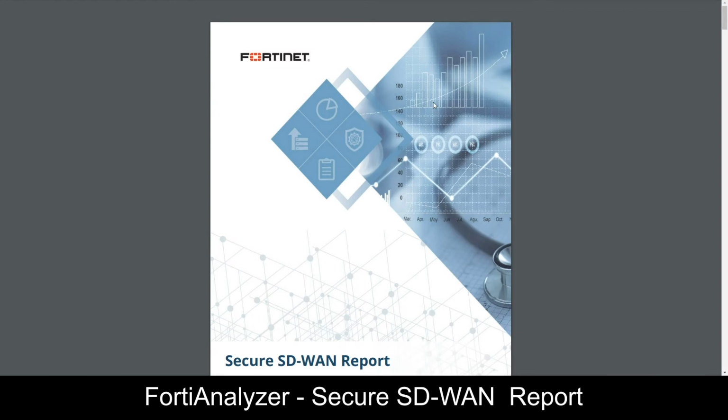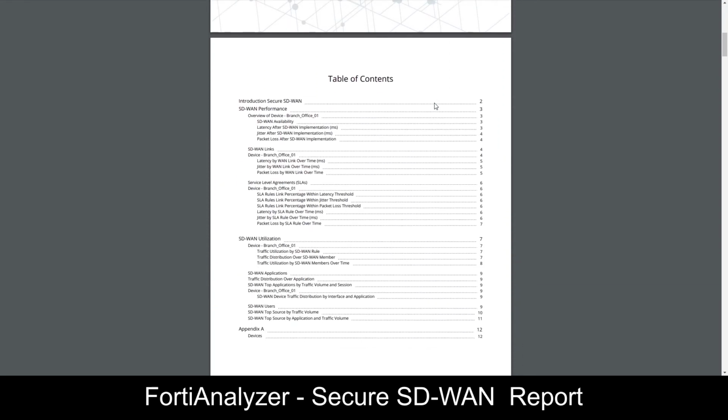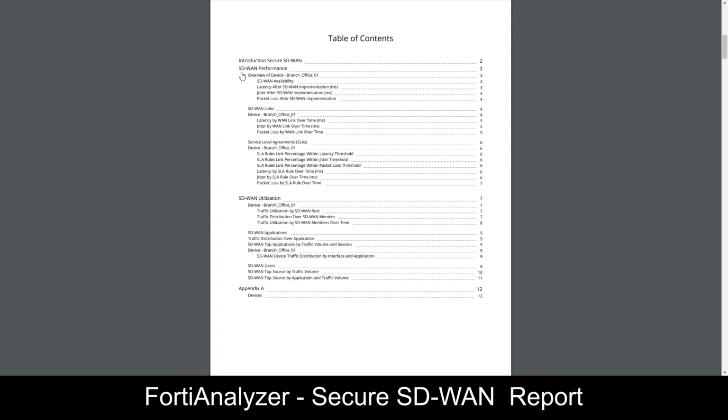The Secure SD-WAN report provides network and security insight by presenting information in two major categories. 1. SD-WAN Performance Monitor, that includes detailed statistics on the link's availability, SD-WAN link quality metrics, and performance SLA. 2. SD-WAN Utilization, that covers detailed charts and graphs on the traffic utilization by SD-WAN rules, links, applications and users.